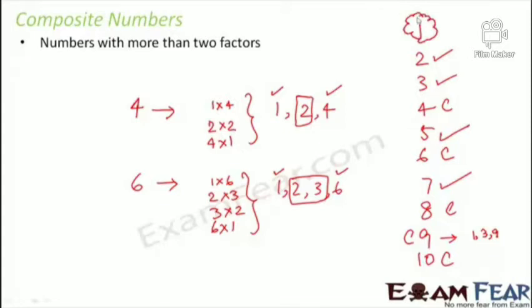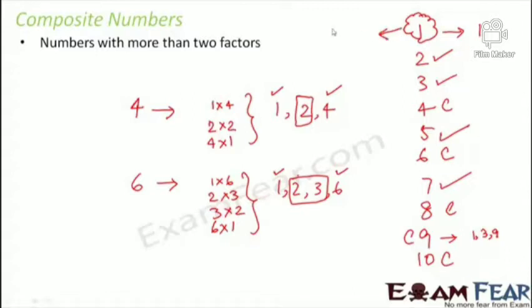Now 1 is not a composite number because it doesn't have more than 2 factors. So it is not a composite number. Is it a prime number? 1 has only 1 factor. So what would be the factor for 1? 1, and the number itself, but the number itself is also 1. So in this case, we cannot really consider 1 as a prime number as well.